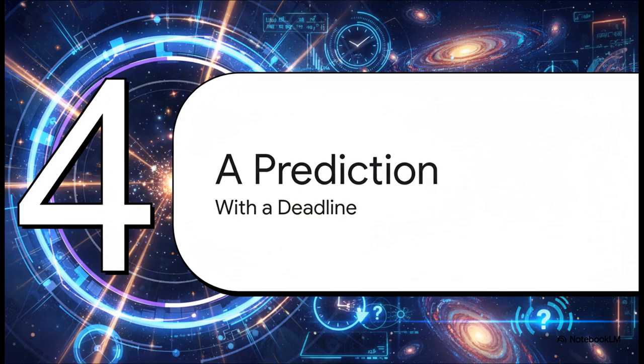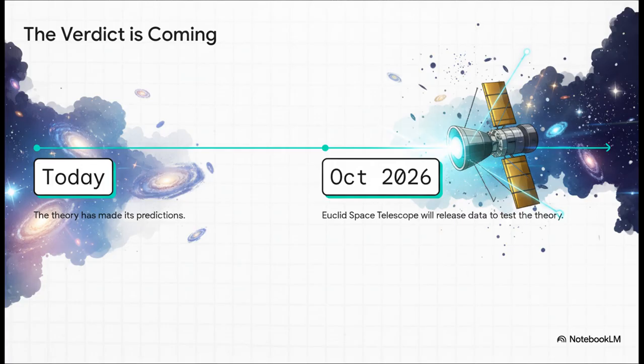Now, look, all of this sounds incredible, almost too good to be true. But a theory isn't science unless it can be tested, unless it can be broken. And this is where things get really, really exciting. Mode identity theory makes a very clear, very falsifiable prediction that is about to be put to the ultimate test. And that test has a hard deadline. In October 2026, the Euclid Space Telescope is scheduled to release its first major batch of data, which will give us the most detailed map of the distant universe we've ever had.